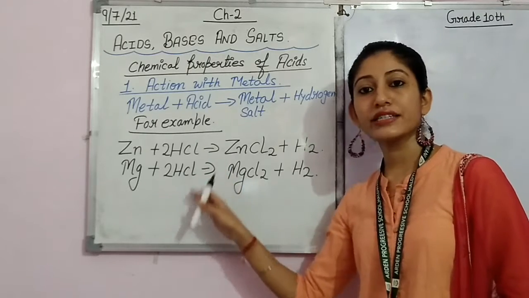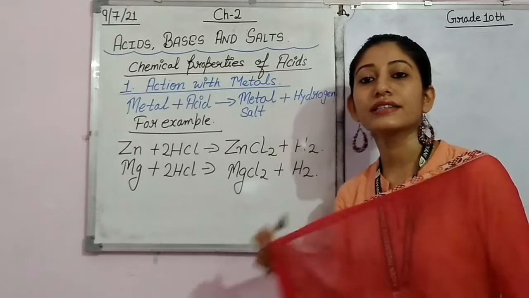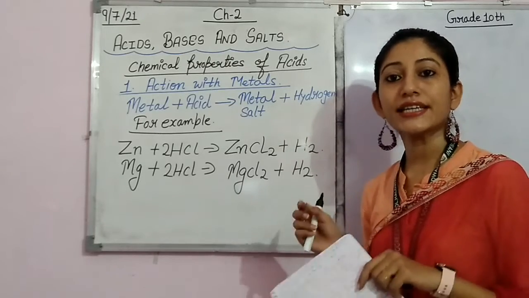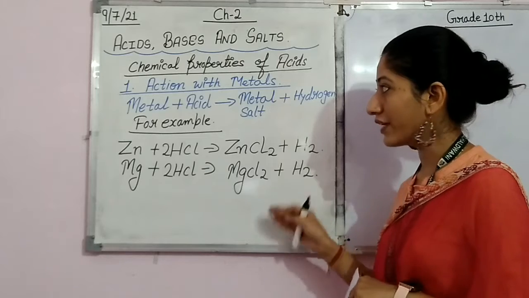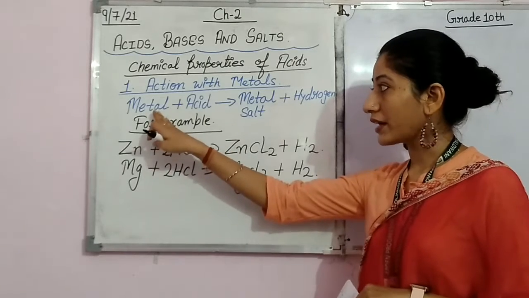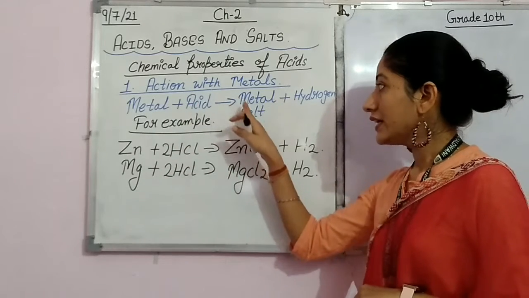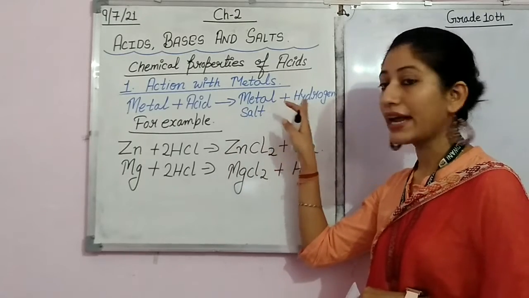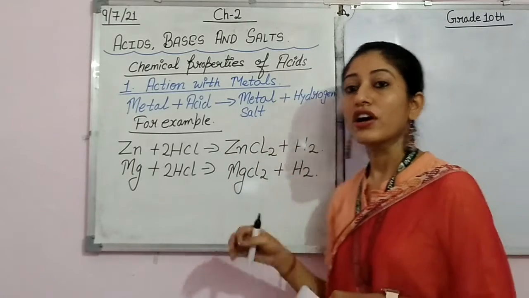And what type of acids are we using? We are using acids in their dilute form. So what we have seen is that when we react metal with acid, the product is formed in the form of a metal salt and hydrogen gas is released.